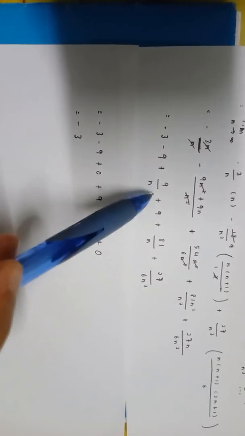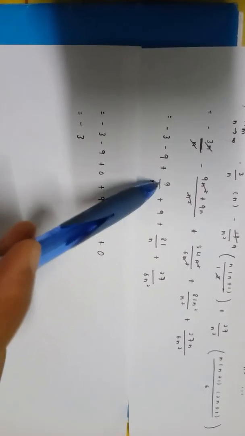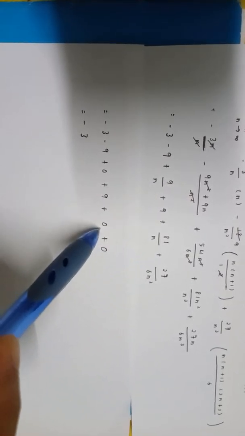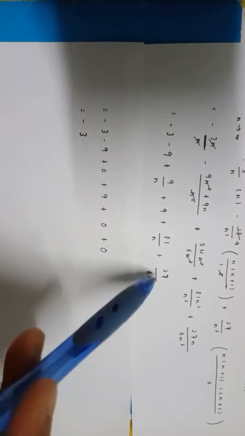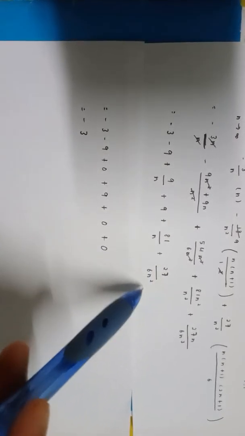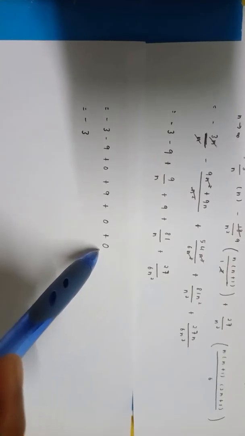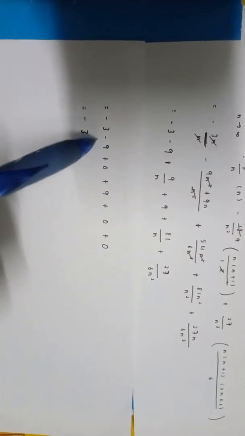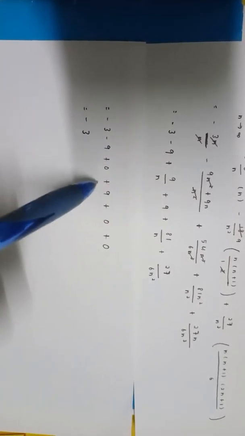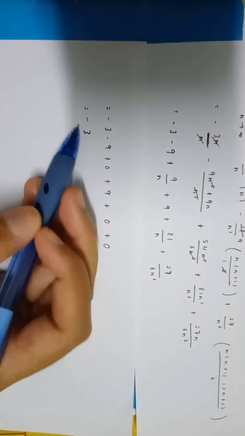So we got 9 over infinity equal to 0, and the same with 81 over infinity, that is equal to 0, and 27 over 6 times infinity, that is also equal to 0. So negative 3 minus 9 plus 0 plus 9 plus 0 plus 0. The answer that we get is negative 3.